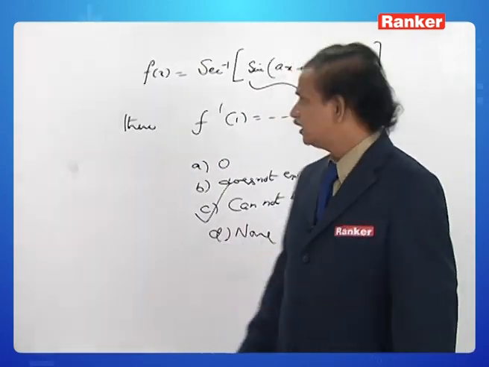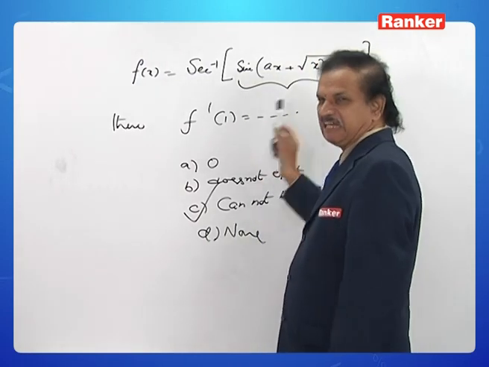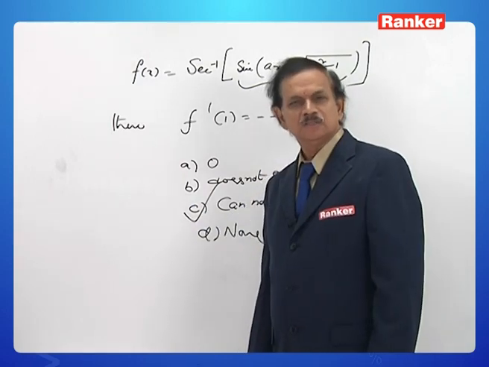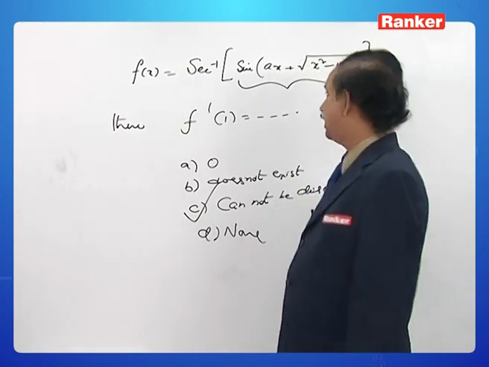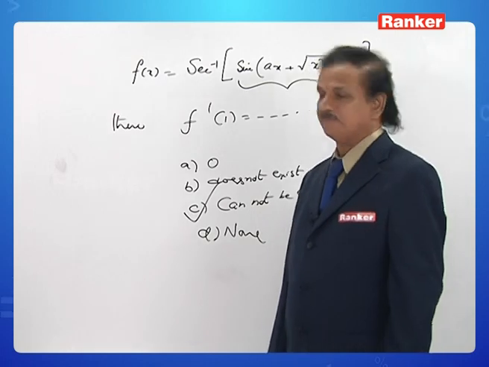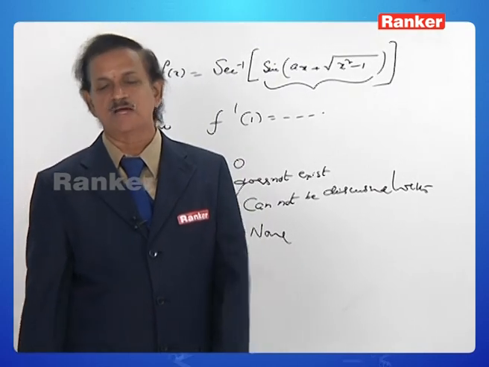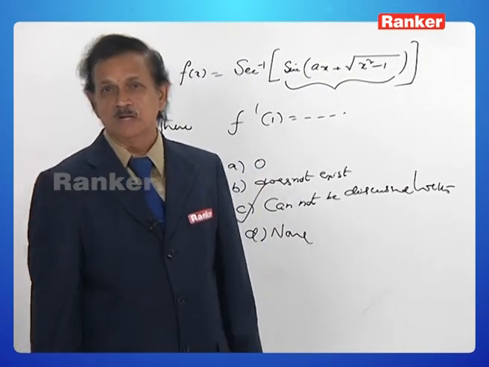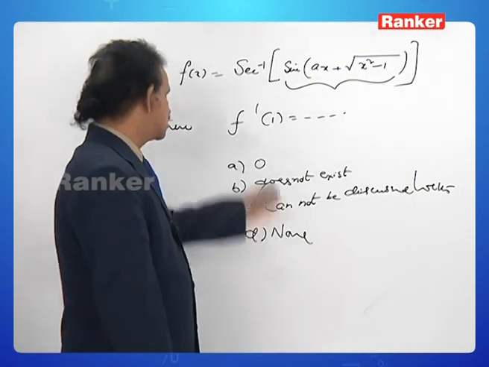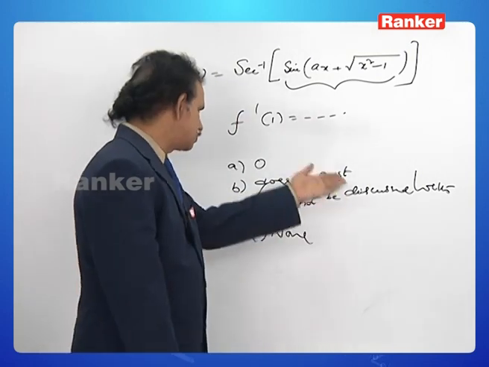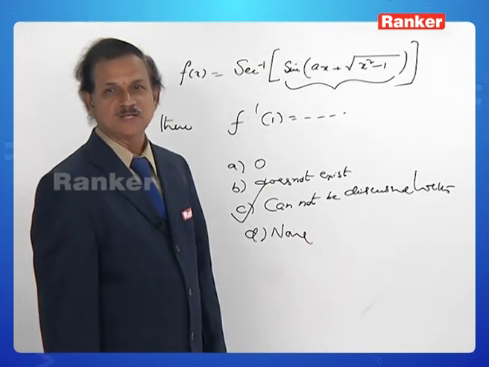Unless you notice that, you may waste your valuable time by finding its derivative by taking this to be some x, and proceeding like that. Very bad. So the thing that you have to observe is that the function is secant inverse function. Therefore, the number which lies inside that bracket must not lie between minus 1 and 1. But sine of something is such a quantity which is prohibited. Therefore, it is a meaningless one. It cannot be discussed at all. That is the right option.